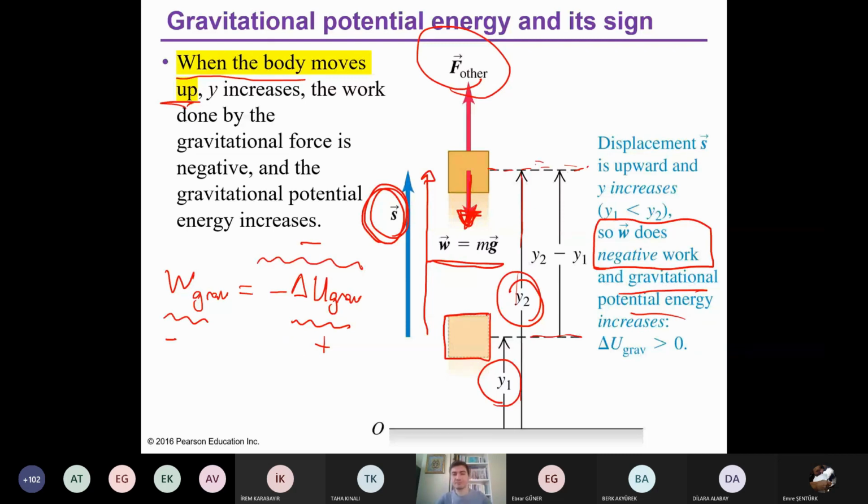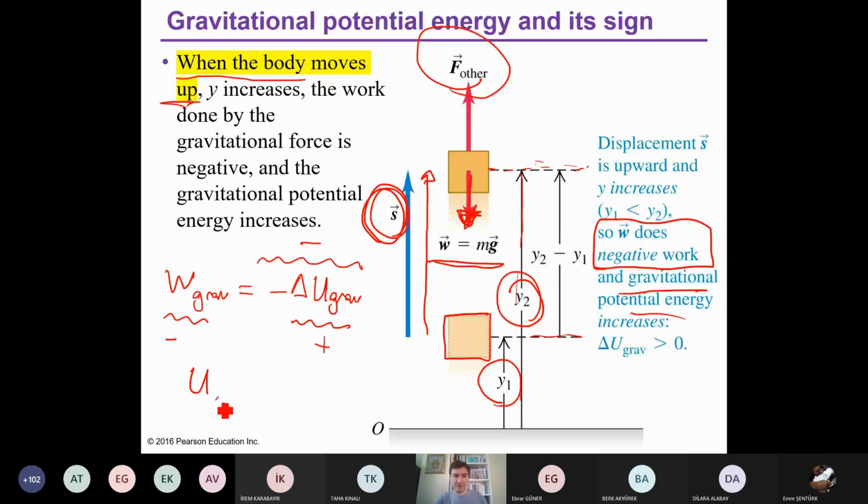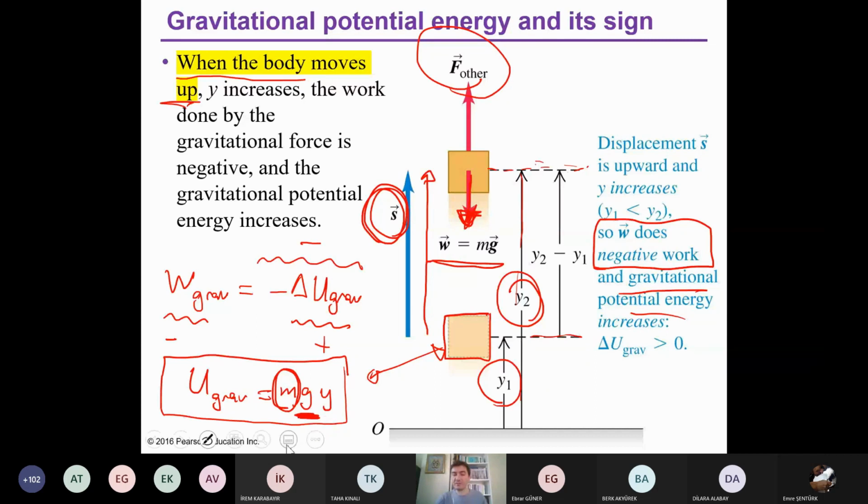Do you have any question here? Now let me give you another caution from the book. To what body does gravitational potential energy belong? Here we have written the gravitational potential energy like this: mg y, the height of the box or height of the object. Does this gravitational potential energy belong to this box? No, you cannot say that, because within the gravitational potential energy, we have the mass of the object, but in addition we have g. g is a property of the Earth and mass is a property of the object. So you cannot say that this gravitational potential energy belongs to this box.